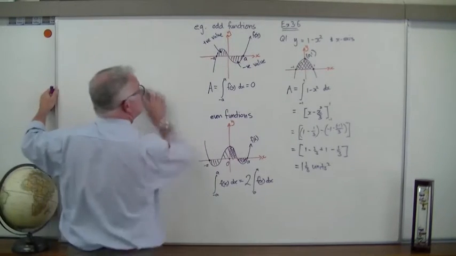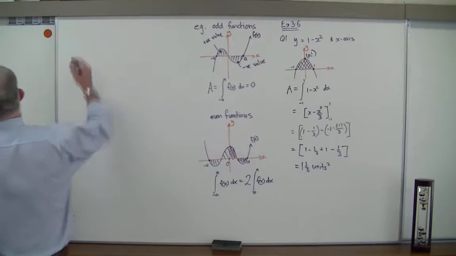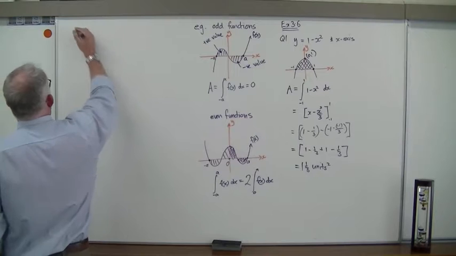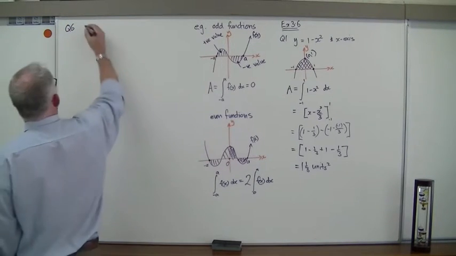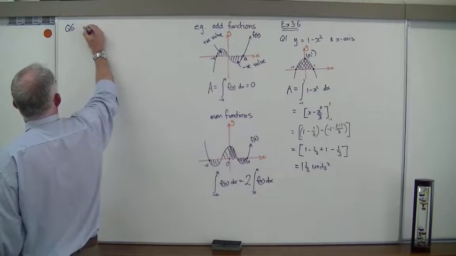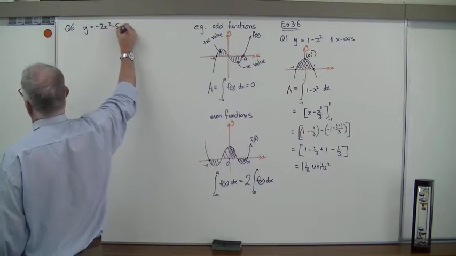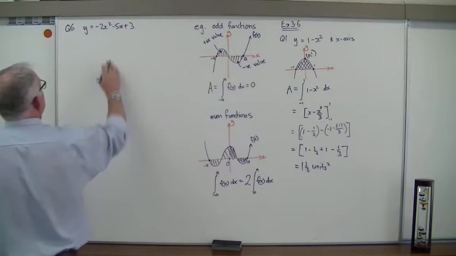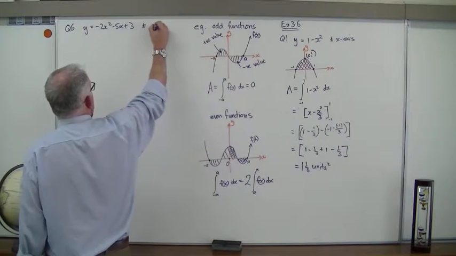You can always come back to these notes and look at them and write them down if you like. The next example we're going to do is question 6 from exercise 3.6. And we're given the function y equals minus 2x squared minus 5x plus 3. And we want to find the area between that function and the x-axis.